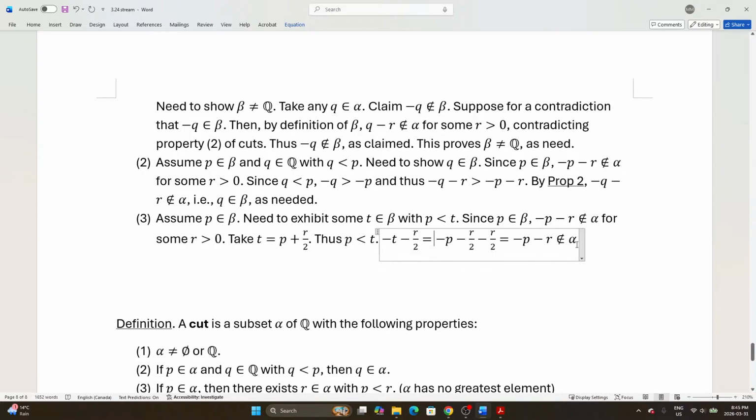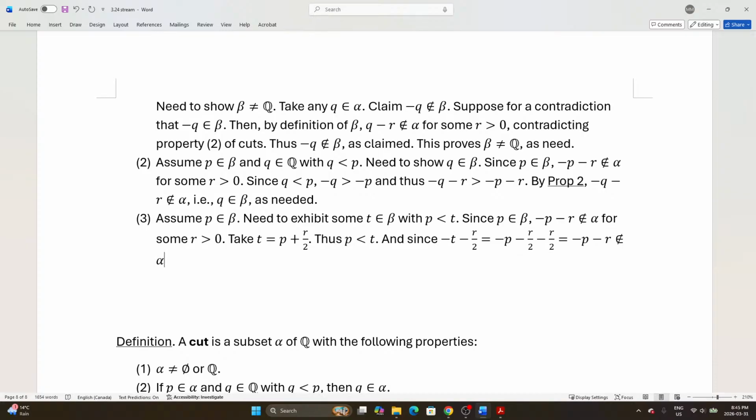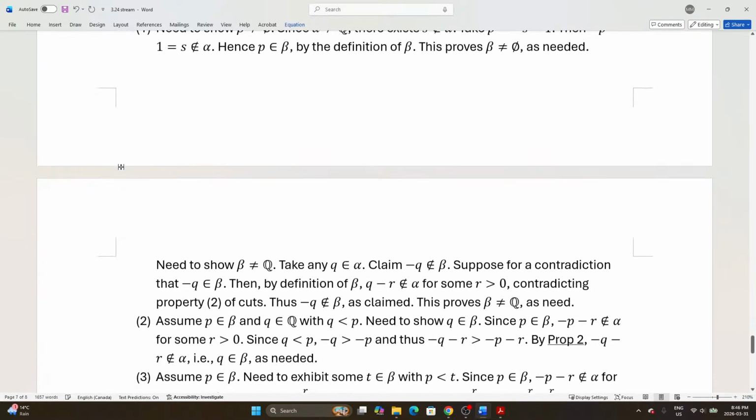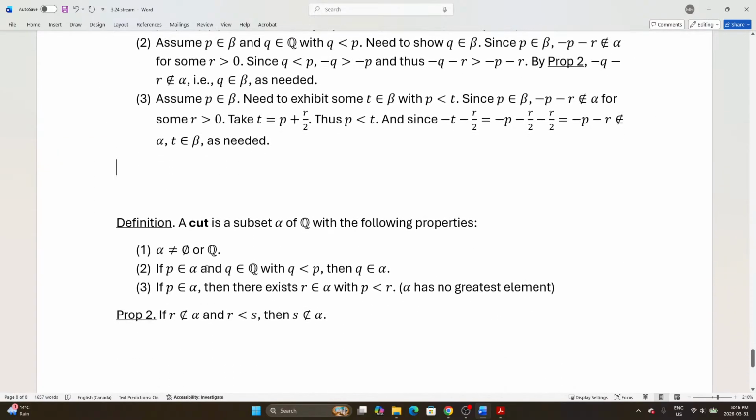So this proves that t is in beta. Now we have everything we needed. We needed t in beta and p is less than t, as needed. Okay, so 3 is done. So this proves beta is a cut. Beta as a cut is done.